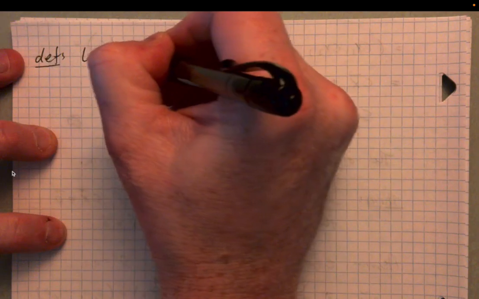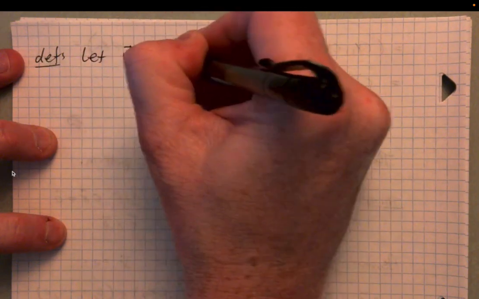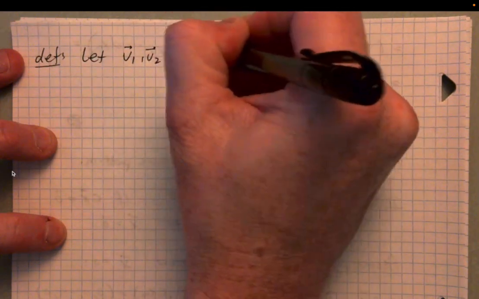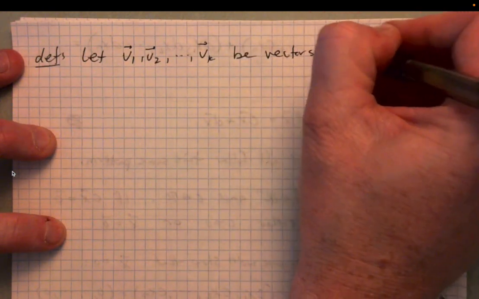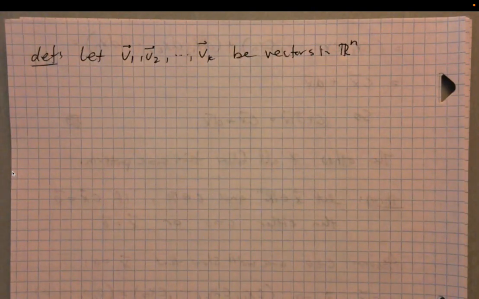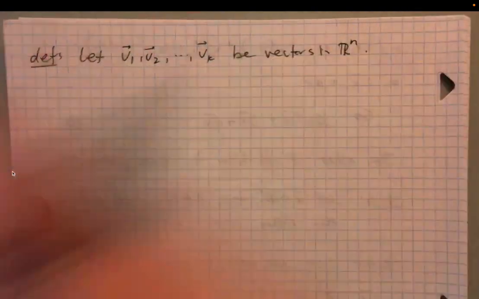So let v1, v2, ..., vk be vectors in Rn. These are n-dimensional vectors, and there's k of them.